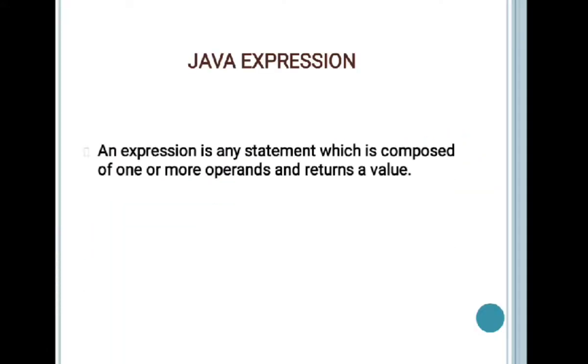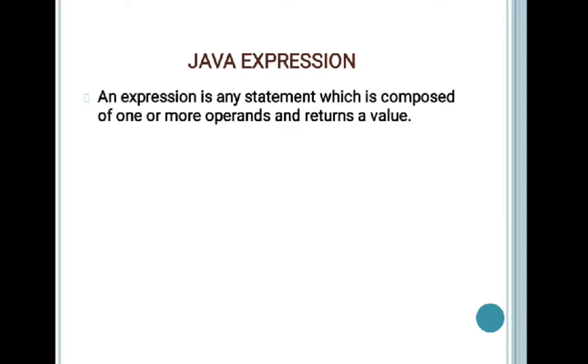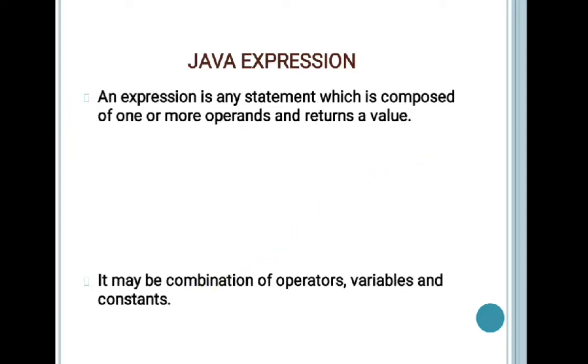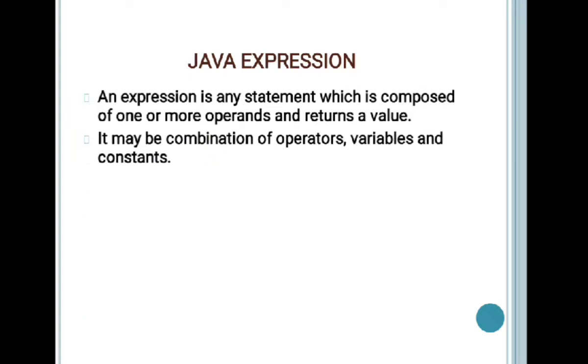Java expression. A Java expression is a statement which is composed of one or more operands and it returns a value. That is, the collection of variables, operands and operators is known as an expression. It may contain operators, variables and constants. Basically, an expression is the thing by the help of which you can express a particular formula or value. But in Java there are certain rules and regulations by which you can express the statement.